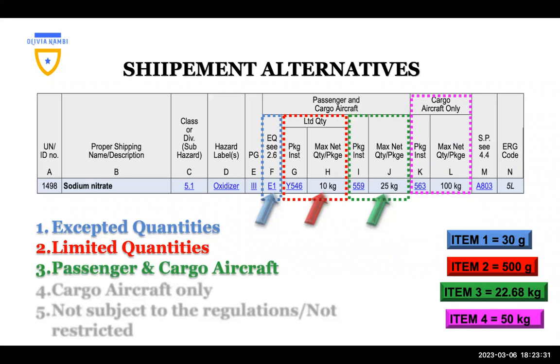Item 4 was containing 50 kg, and 50 kg has exceeded the limit for a passenger aircraft. And therefore, since it's within the limit for cargo aircraft only, we shall therefore ship it under the provisions of cargo aircraft only. So that's how we are going to choose which shipment type for the respective quantities of sodium nitrite that we have. Then we have the last alternative, which is not subject to the regulations.